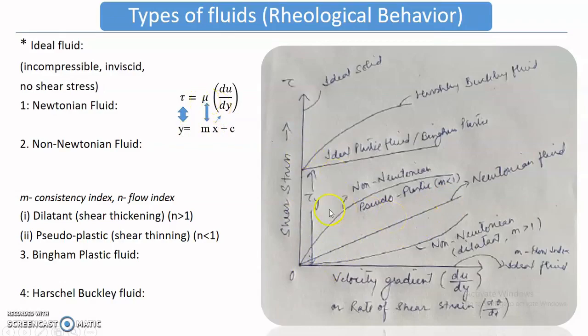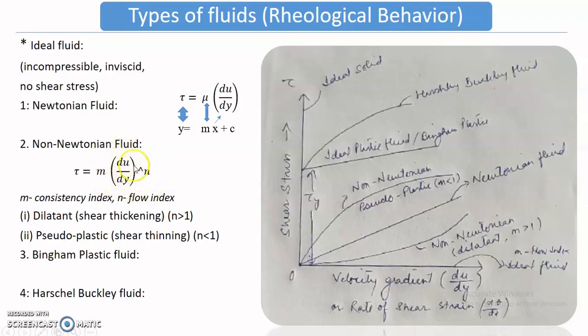Clear. Then let's proceed to the non-Newtonian fluid. Simple: those fluids which do not obey Newton's law of viscosity. So for non-Newtonian fluid, we have the equation tau is equal to m into du by dy to the power n. Such equations are called power law.